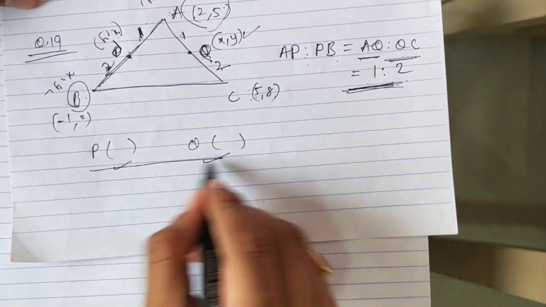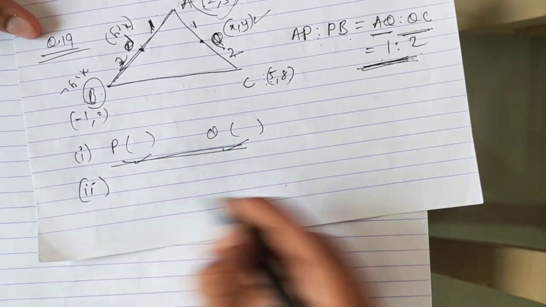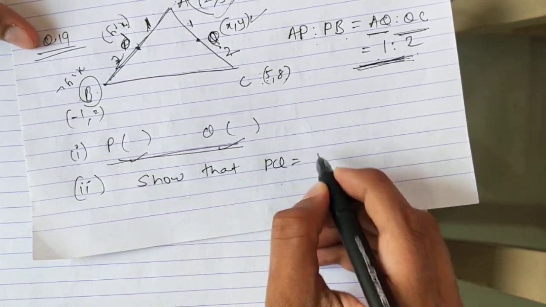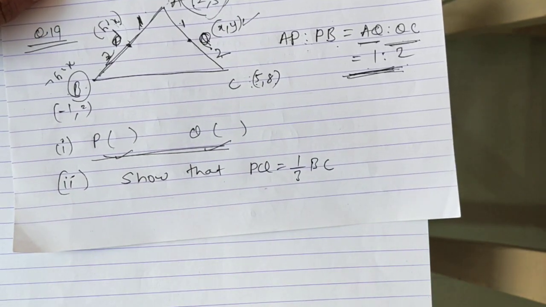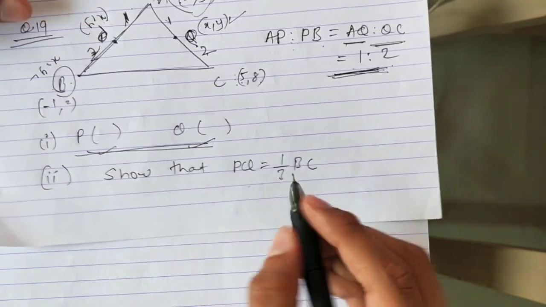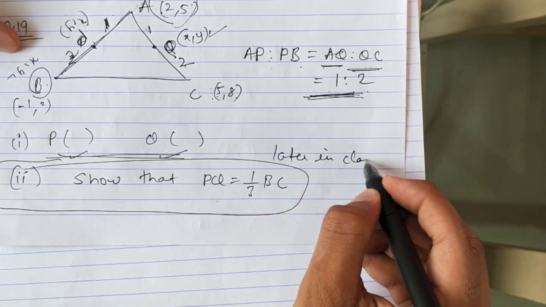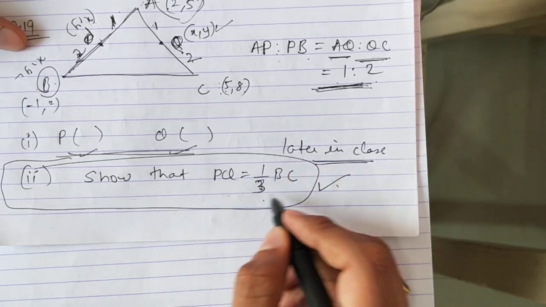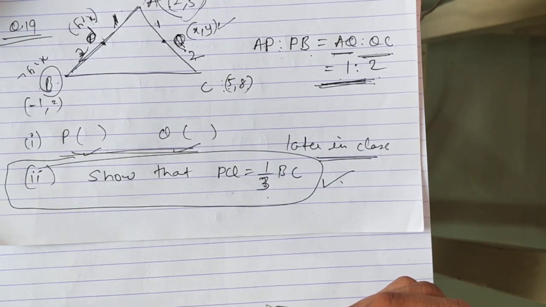After finding P and Q, this was the first step. The second step, they have told you to show that PQ is equal to 1/3 BC. This second part we'll do it later in the class. So mark in your textbook that this second part, how to show that PQ is 1/3 BC, we'll do later, because it is a bit lengthy and you may have doubts. So I'll do it in class.